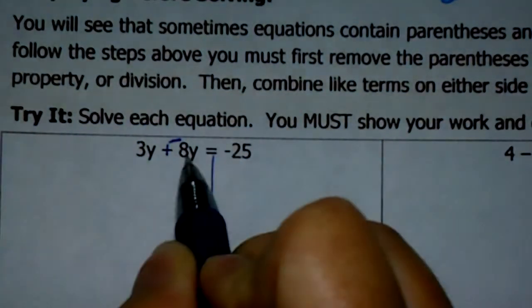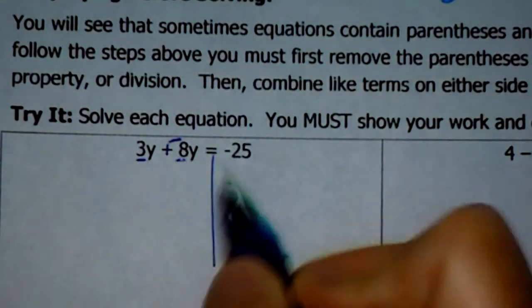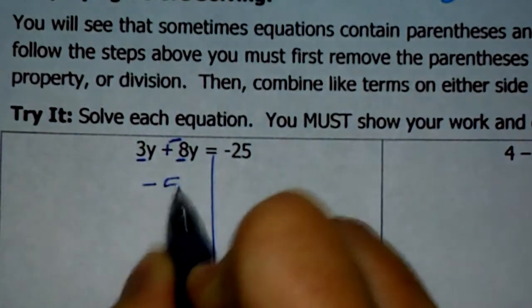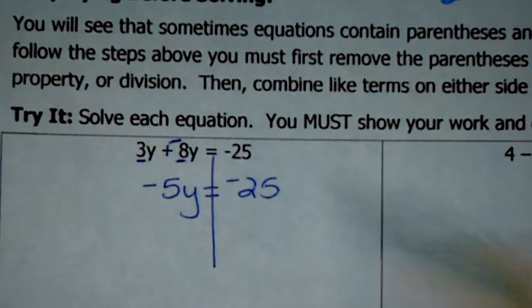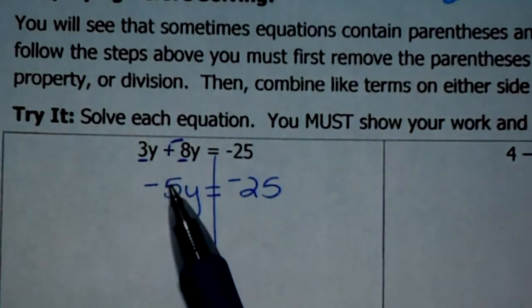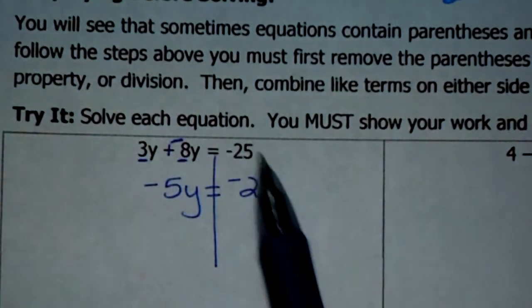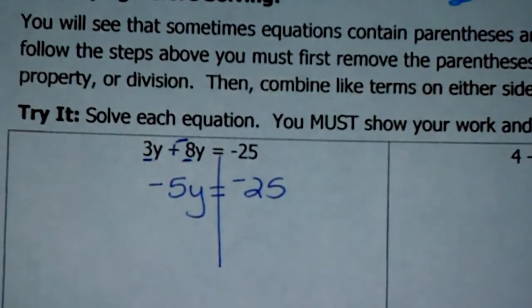Here's what I mean. On this side, you have 3y plus negative 8y. Those are like terms. I'm going to add their coefficients to get negative 5y. And over here, it stays the same. I didn't change anything. I didn't add anything to this side to make it heavier, so I don't have to do anything to this side. All I did was combine what was already there to make it simpler.